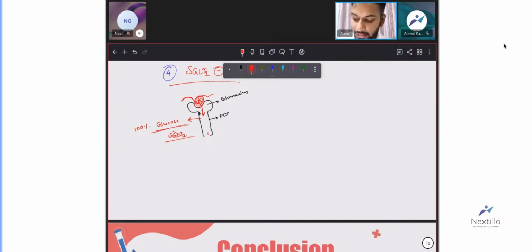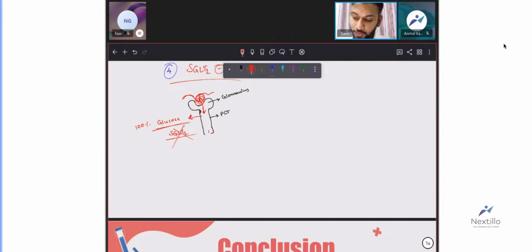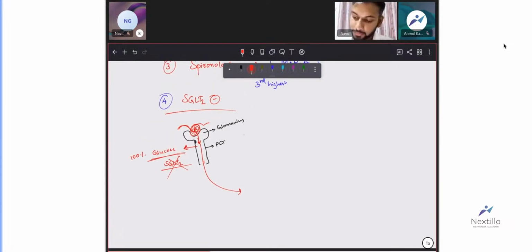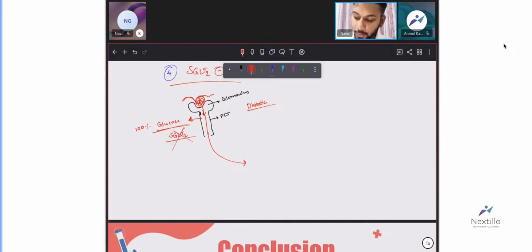Now, if we are blocking this SGLT2 channel, all of the glucose, yes, all of the glucose will be lost in the urine. Understood? So this is a diabetic drug. See, you can see in the name that it is SGLT2. SGLT2 meaning sodium glucose linked transporter. The glucose is not being reabsorbed and the sodium is also not being reabsorbed. So the sodium is also coming out in the urine.